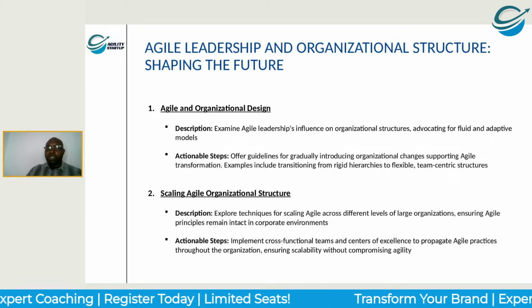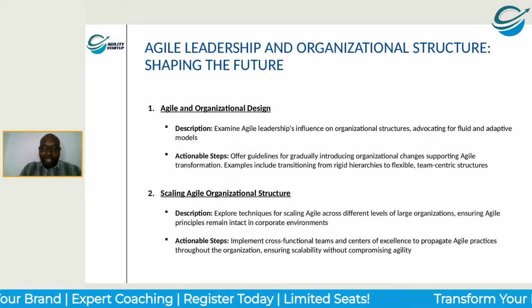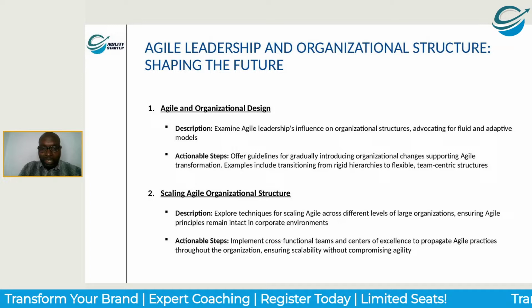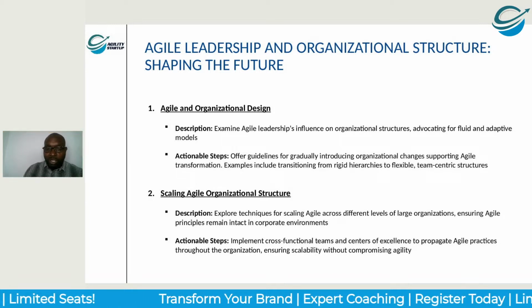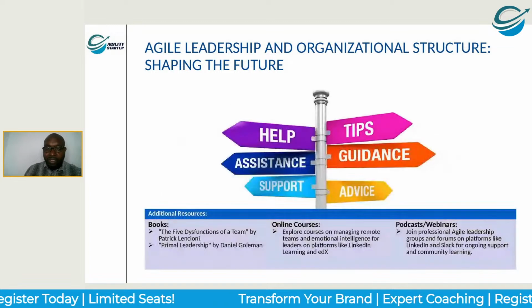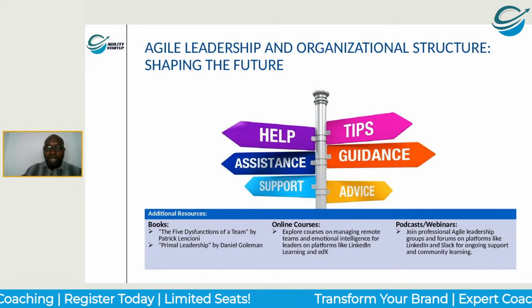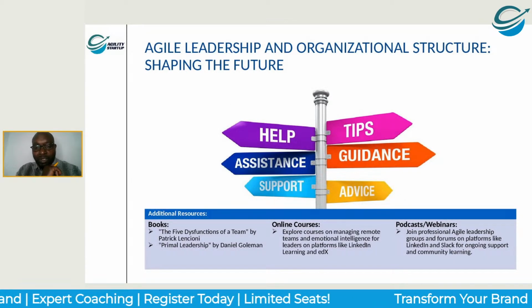Agile leadership and organizational structure. So agile and organizational design. Those are the two key areas: scaling agile, organizational structure. Those are the two key areas that we discuss in this section as well. So agile leadership and organizational structure.